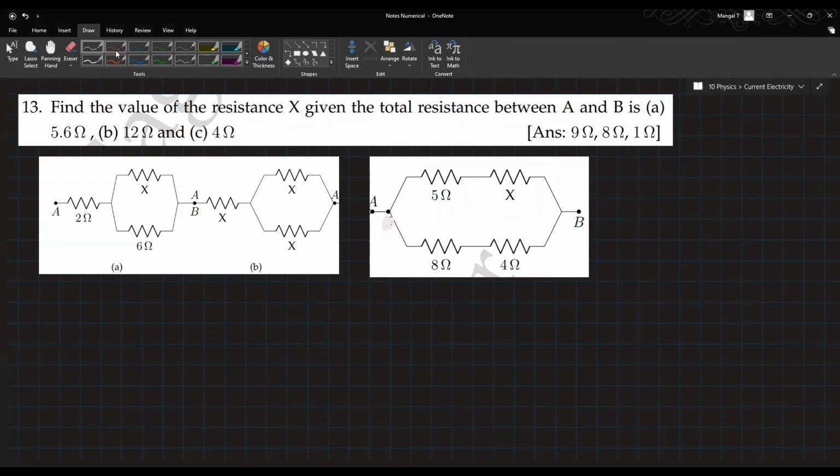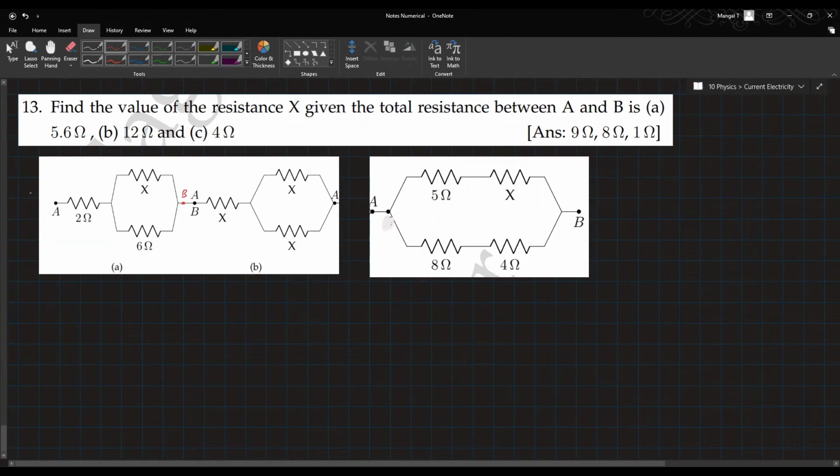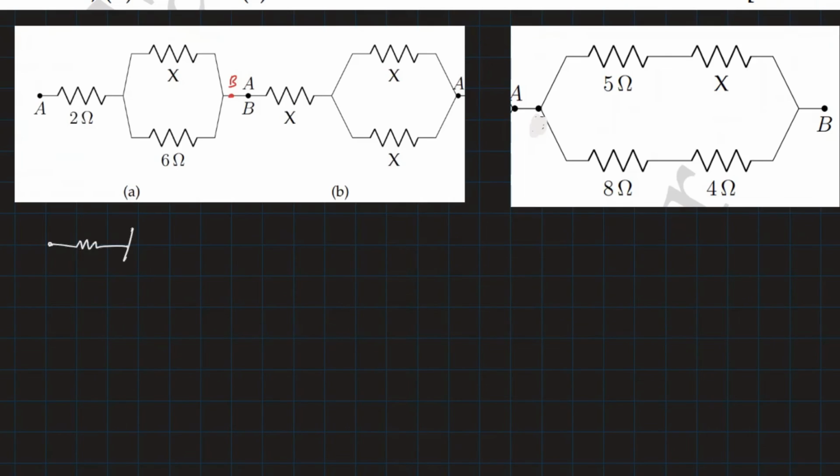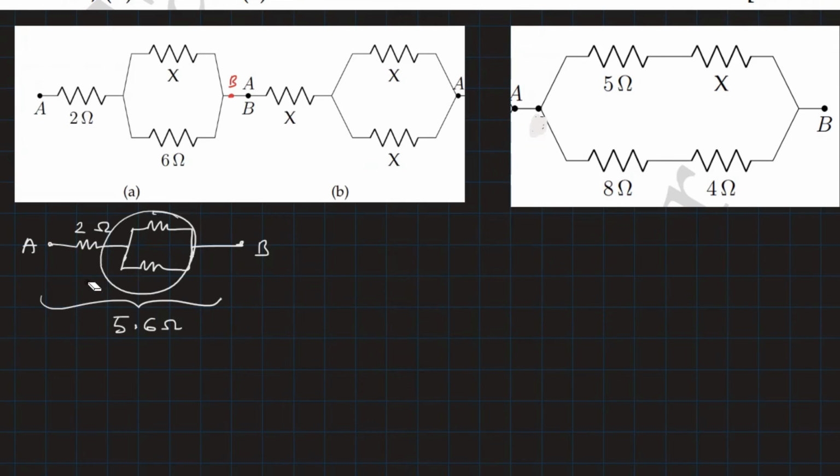So here there are three sets of diagrams. So this is the first diagram, and they have given the equivalent resistance of this to be 5.6, and we have to calculate the value of X. Okay, so if you look at that diagram, I'll just redraw it. In this diagram, this is point A and this is point B. The resultant resistance is 5.6 ohm, where this is 2 ohms. Obviously, if you replace this by a single resistor, it will look something like this. So this is 2 ohms, and this is some R1 ohm, and that is giving you 5.6.